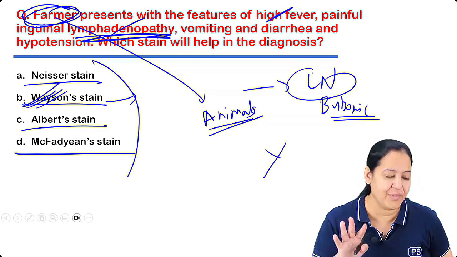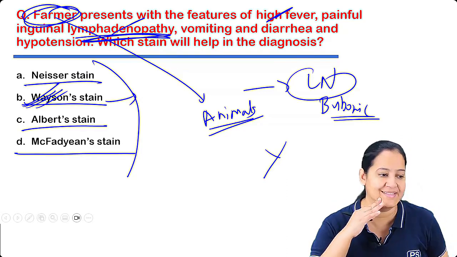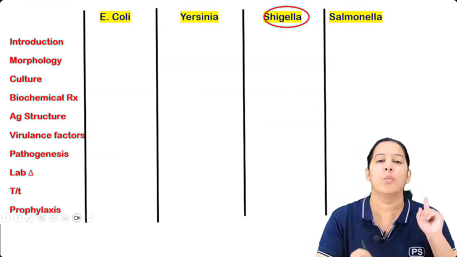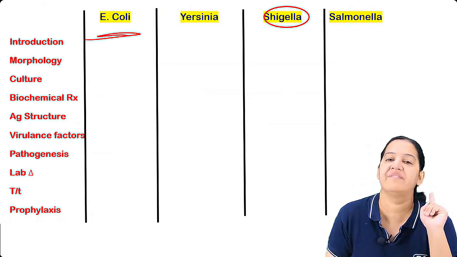So this is how you get the clinical question. How many of you got it? Everyone? We are done with E. coli. We are done with Yersinia.